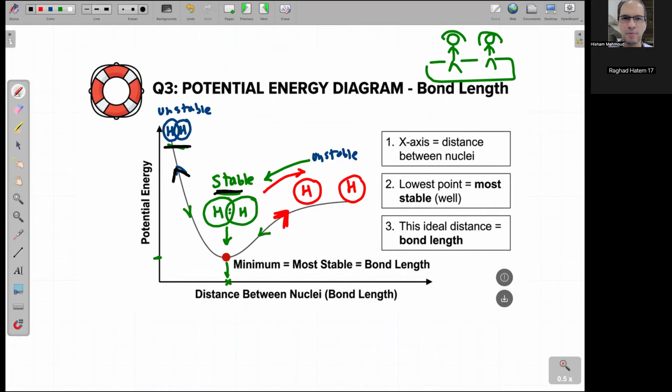This is the only perfect place. The perfect distance is called what? This is what's called the bond length. So this is the distance between the nuclei, the nucleus of this one and the nucleus of this one. This is called the bond length.